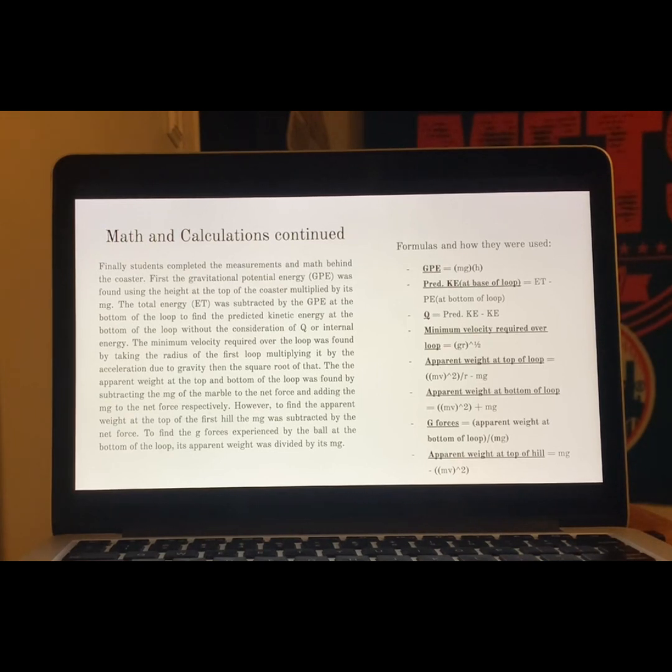The apparent weight at the top and bottom of the loop was found by subtracting the mg of the marble from the net force and adding the mg to the net force respectively. However, to find the apparent weight at the top of the first hill, the mg was subtracted by the net force. To find the g-forces experienced by the ball at the bottom of the loop, its apparent weight was divided by its mg. And then it also shows all the formulas that were used in the calculations for this roller coaster.